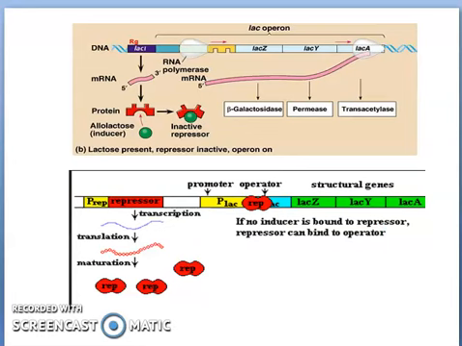Now we will see the two cases here. What happens in the presence of lactose and in the absence of lactose? In presence of lactose, the first diagram is in presence of a lactose. This is when the DNA is transcribing the mRNA, which will produce the repressor.